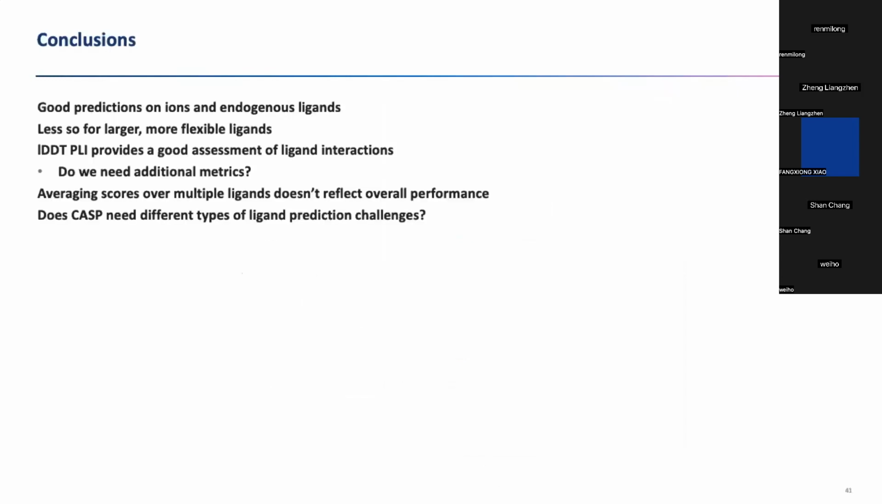So, what have we learned here? I think we got really good predictions for small ions and endogenous ligands that weren't flexible. So things that were small worked out very well. Predictions were less good for things that were conformationally flexible.